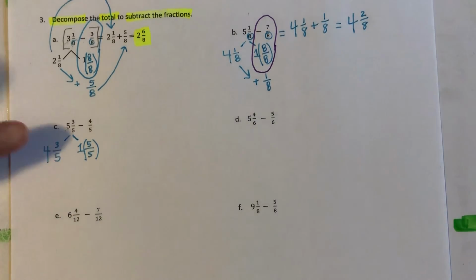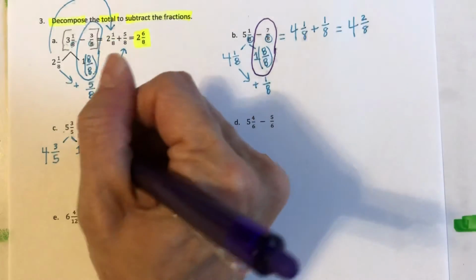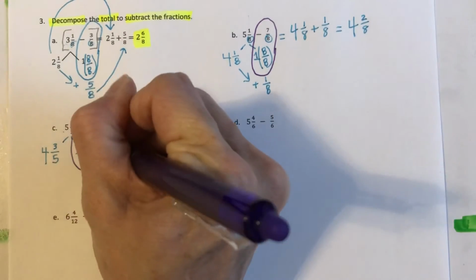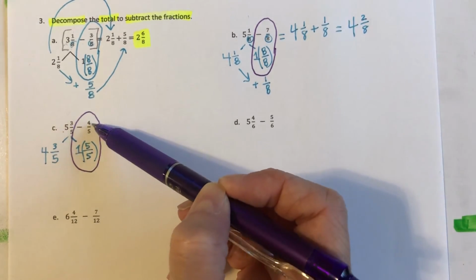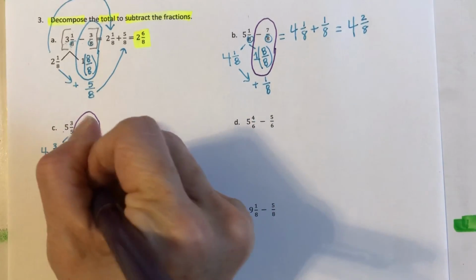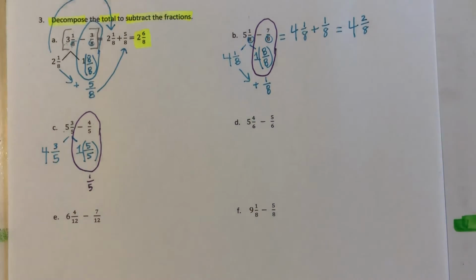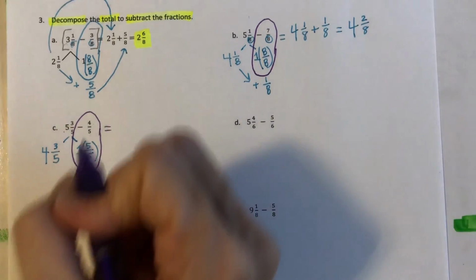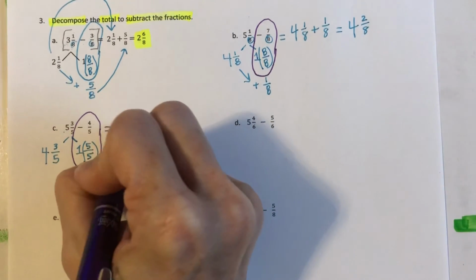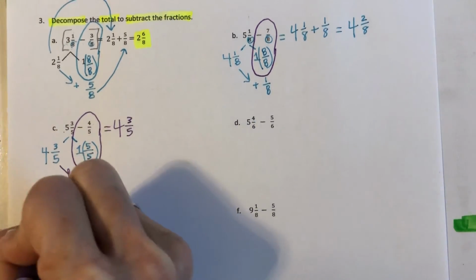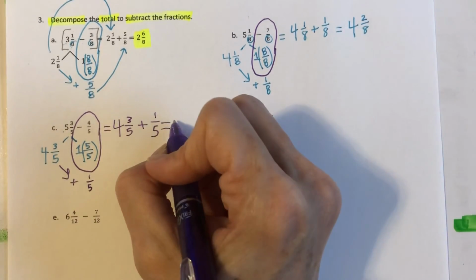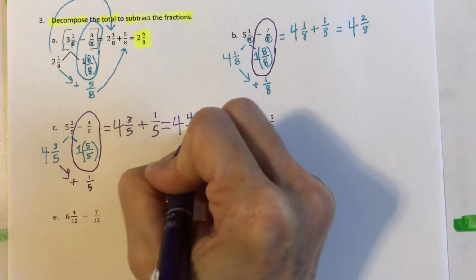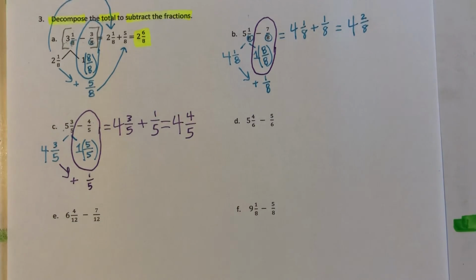Now I have a completely different mixed number on this side. Put a ring around the part that you're subtracting. What is 5/5 minus 4/5? Well, 5 minus 4 is 1, so that leaves me with 1/5. So my new problem is 4 and 3/5 plus the 1/5, and that gives me 4 and 4/5. All right, you can finish out the page.